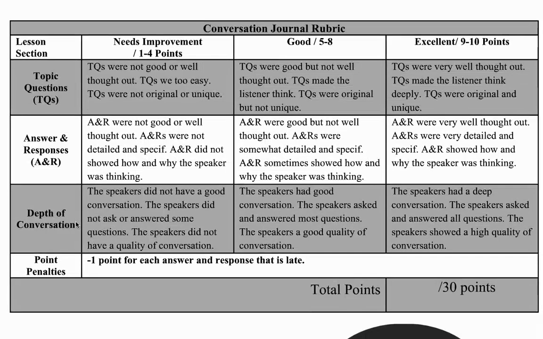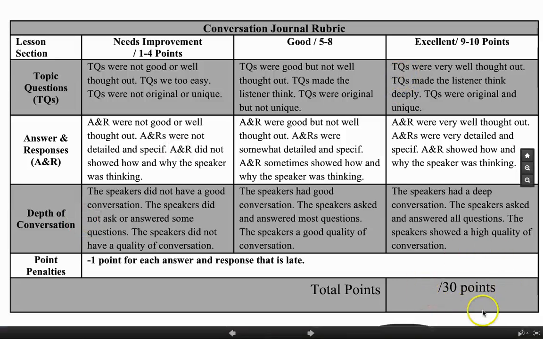Below is the conversation rubric. You can read that later. But the conversation journal is worth 30 points, and I'm going to be grading you on your topic questions, answers and responses, and depth of your conversation, which is like the quality. So to get the full 30 points, you need to have really good topic questions, these type of answers and responses, and this kind of depth of conversation. Now, if you're late or you don't answer and respond, it's minus 1 point for each answer and response that is late.